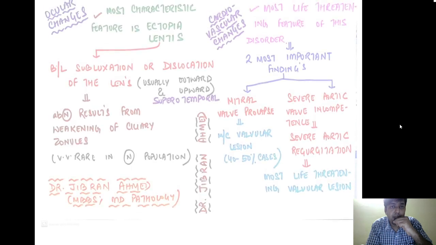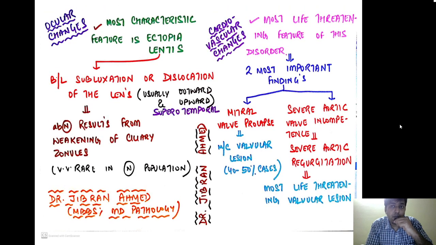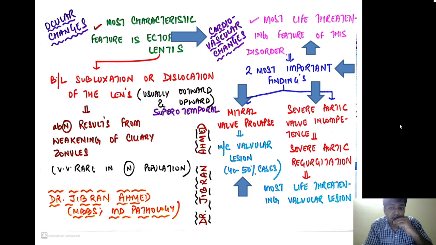Okay, now there are certain cardiovascular changes which are also taking place in this particular syndrome. Let us see what are the cardiovascular changes. The cardiovascular changes are the most life-threatening feature of this disorder. There are two important findings over here. One is the mitral valve prolapse, which is the most common valvular lesion seen in 40 to 50% of the patients, and there is a severe aortic valve incompetence leading to severe aortic regurgitation, which is the most life-threatening valvular lesion seen in Marfan syndrome.